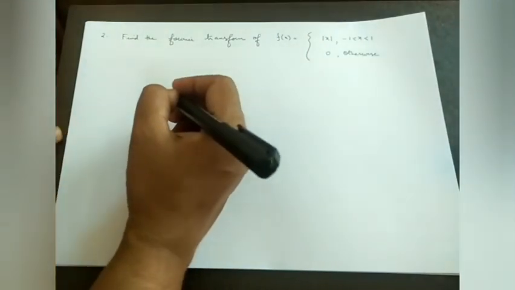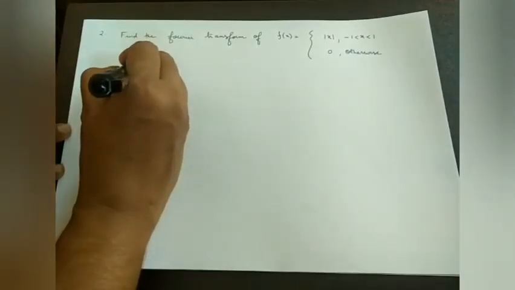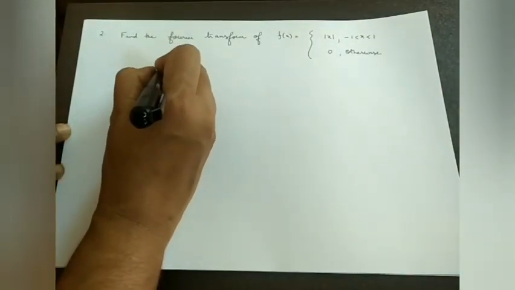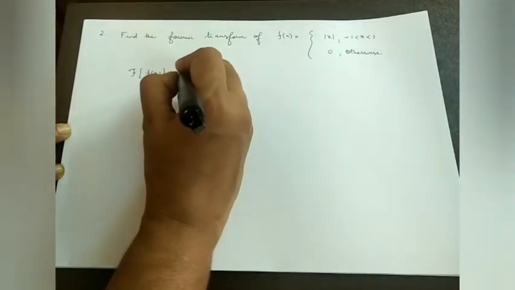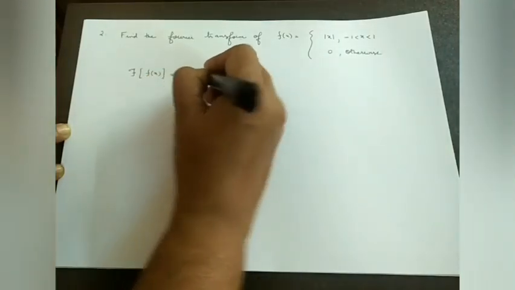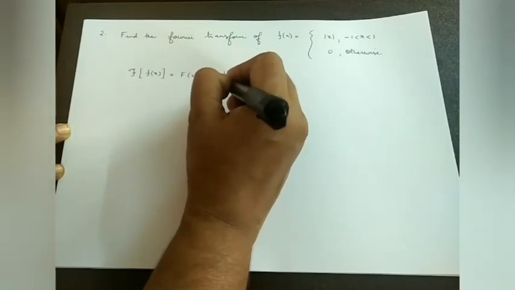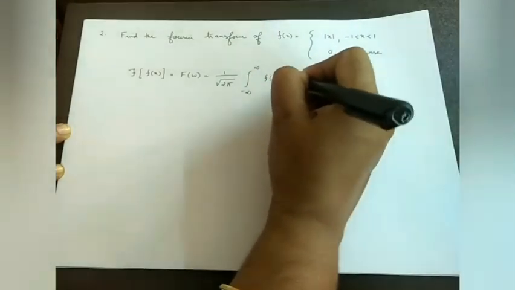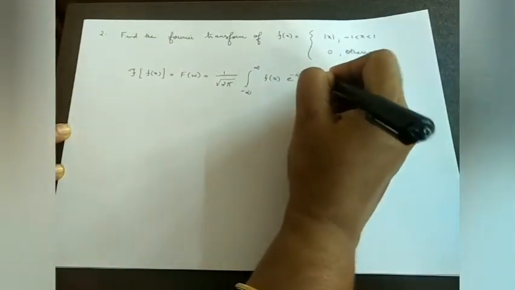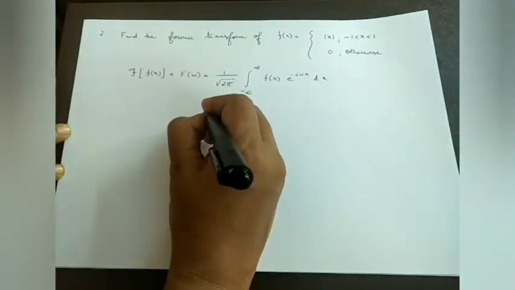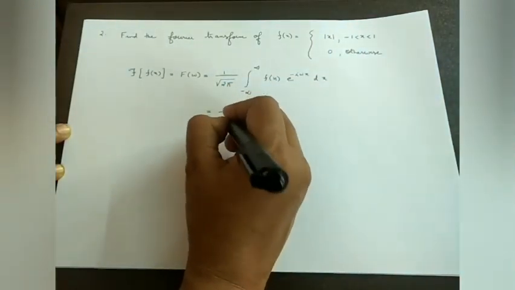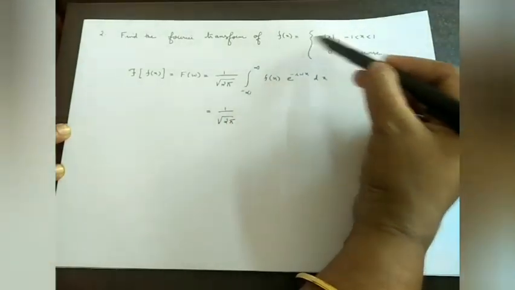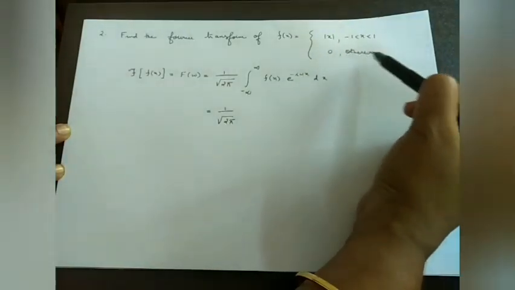Here we want to find out the Fourier transform of f of x, using the notation, Fourier transform of f of x is equal to F of omega, and which is equal to the formula 1 by root 2 pi integral from minus infinity to infinity f of x e raised to minus i omega x dx. Okay, which is equal to 1 by root 2 pi into integral from minus infinity to infinity. Here the function is of the form mod x from minus 1 to 1 and 0 otherwise.